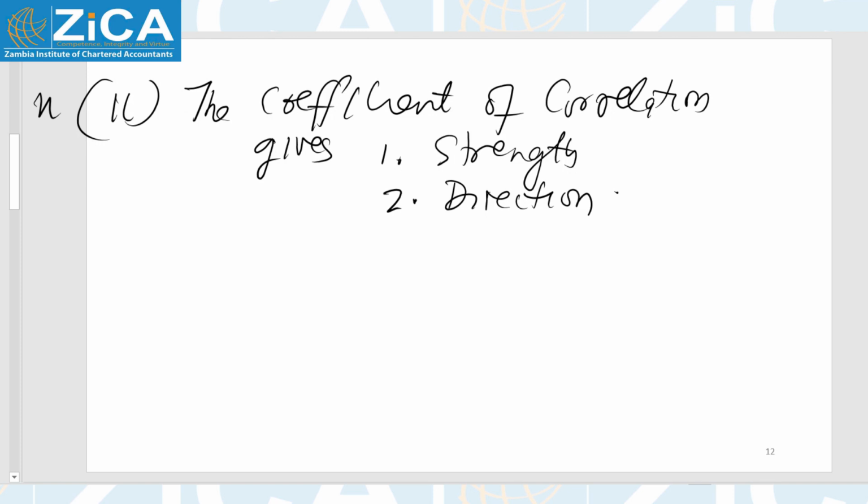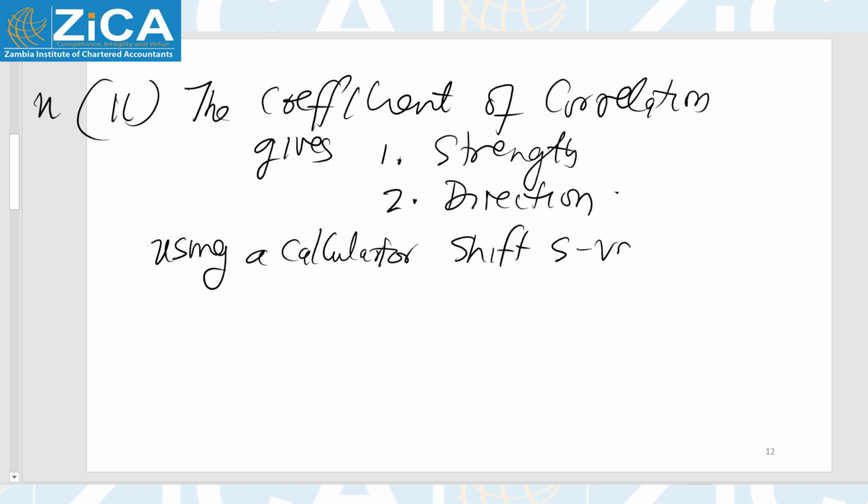In our case, again, if you are using a calculator, you just go to Shift S var and follow the cursor key up to the end, number 3, and equal sign. It will give you the value of R, which will be equal to 0.99. And in most cases, for those who are doing CA 1.2, the answer ends here.